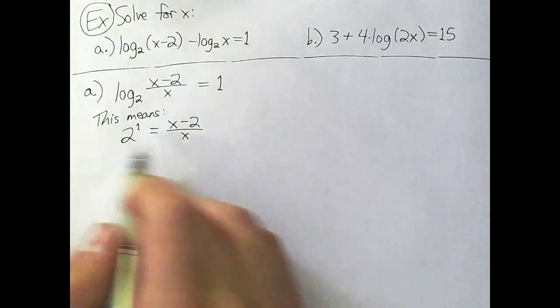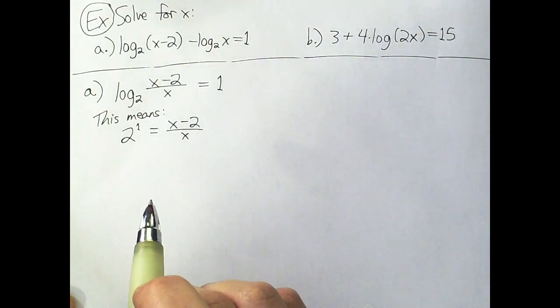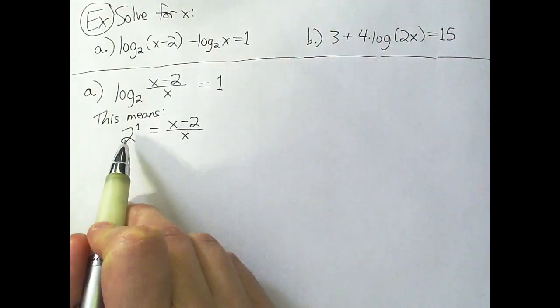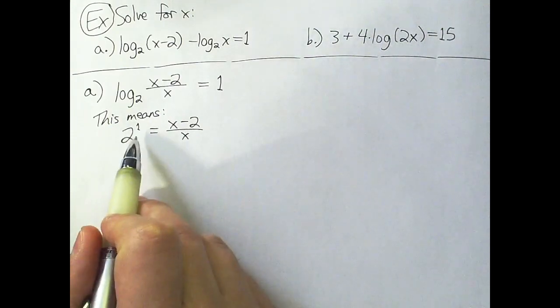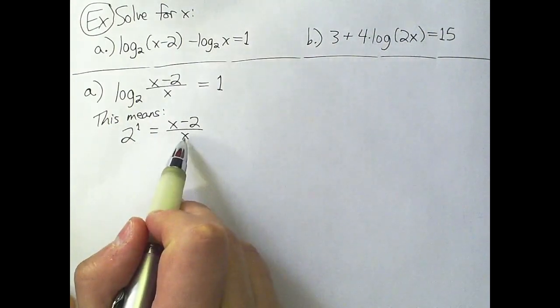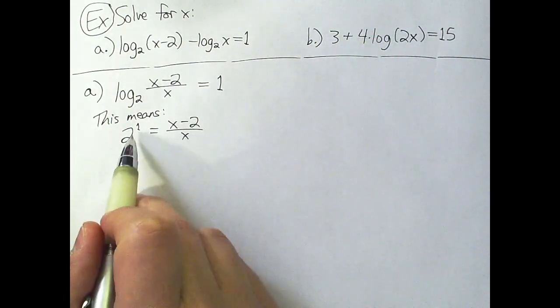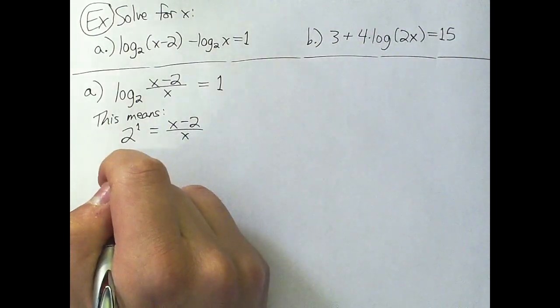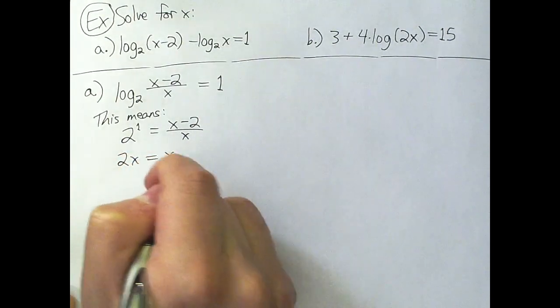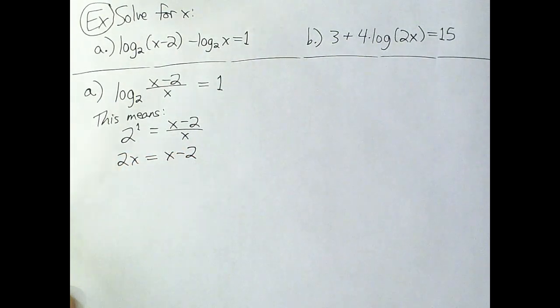Let's try to get x by itself. Okay, so we need to think of the 2 to the 1 as a 2. Let's multiply both sides by x to get this x out of the denominator. Let's like bring it over here. So we get 2x equals x minus 2. All right, so all I did there was I multiplied both sides by x.